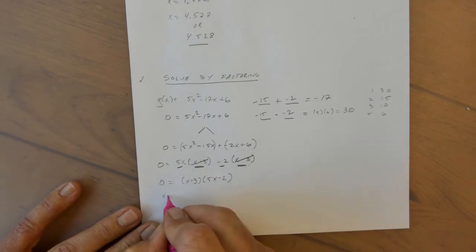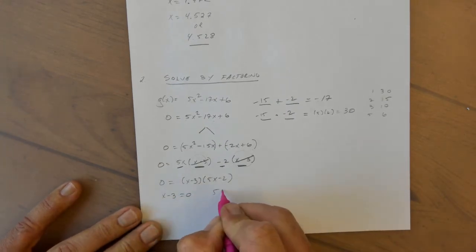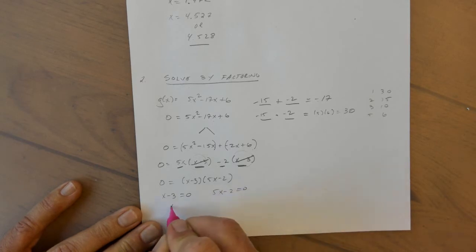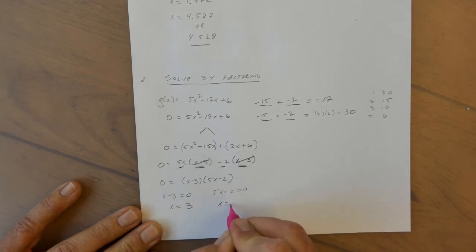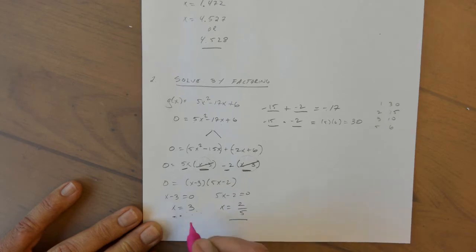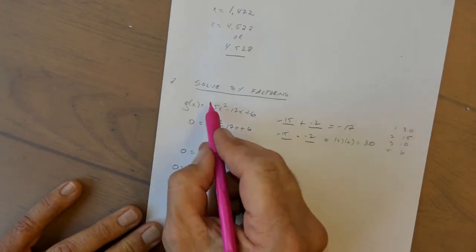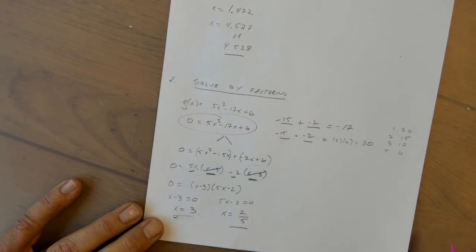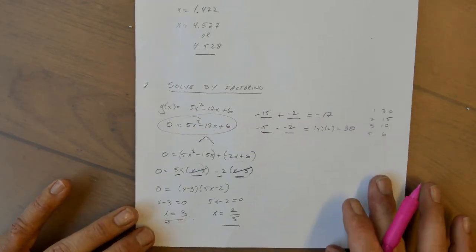Now we use our zero product property. Take each factor, set it equal to 0, and we end up with 3 and 2/5. So there's our 2 solutions to this quadratic equation using factoring.